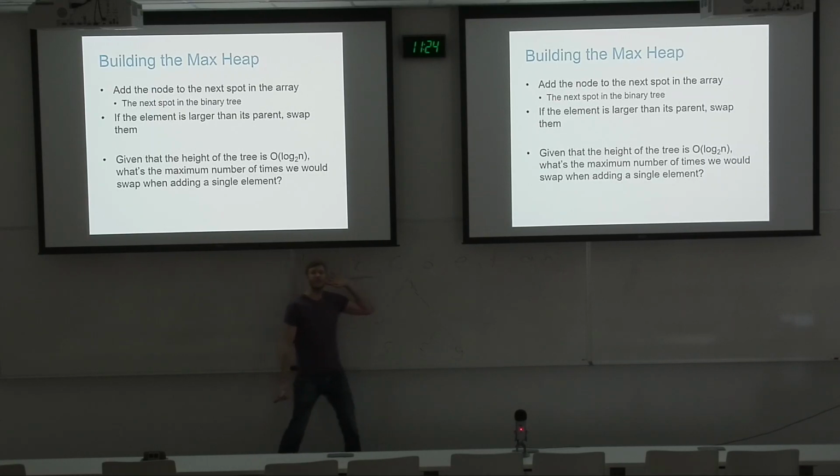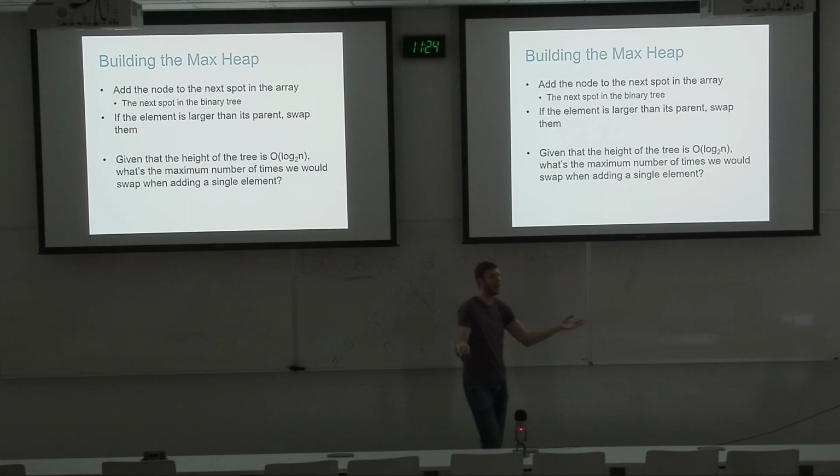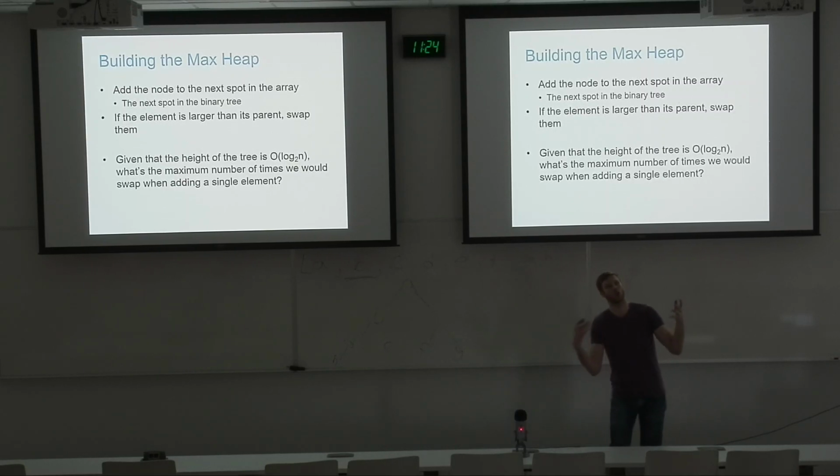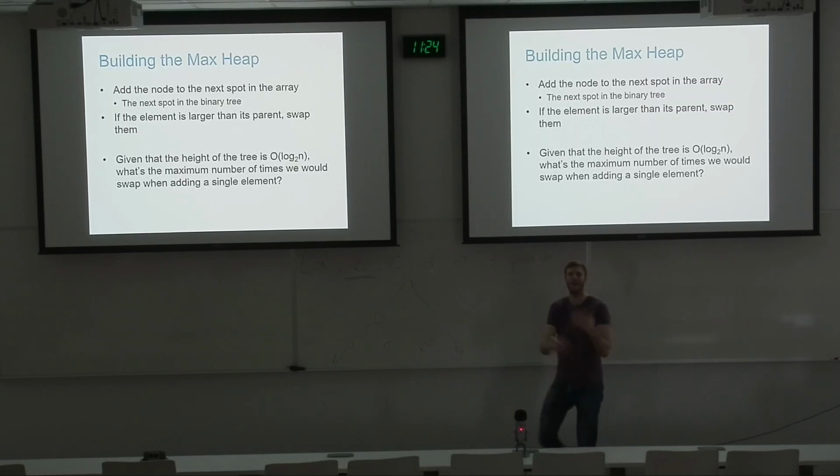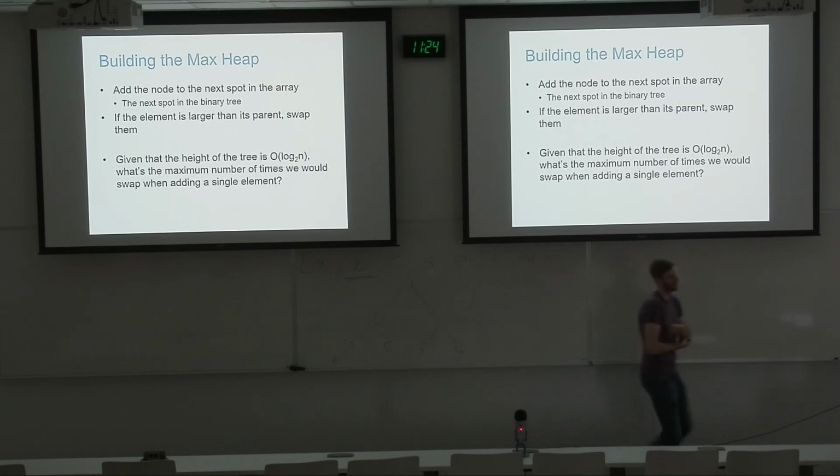But if I have a list of things I need to sort that are size n, how many times might I have to traverse this tree at the maximum? N times. N log n.